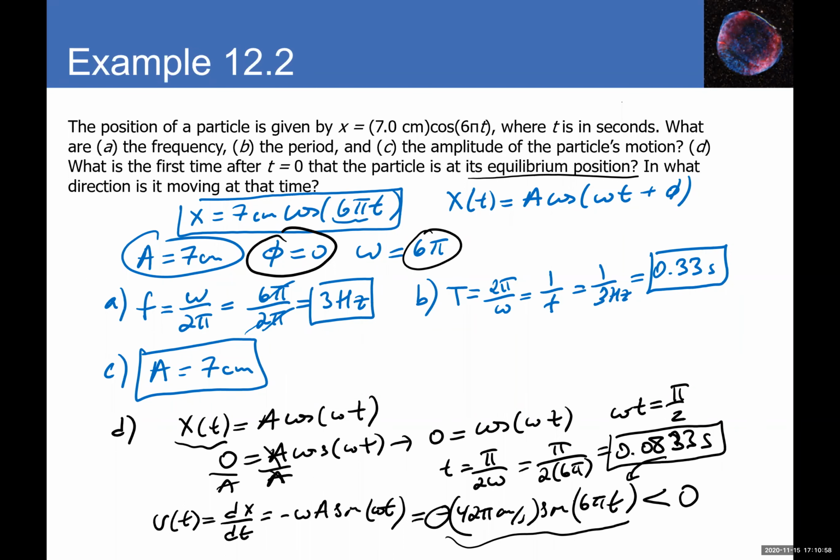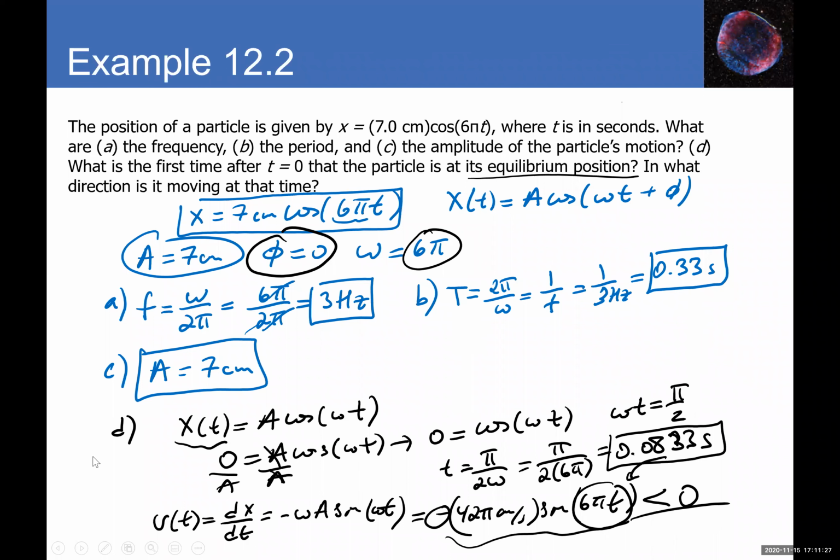By the way, don't forget, it has to be in radians when you're doing this type of calculation, and not in degrees. But in any case, we don't want to know the speed. We just want to know the direction. If I plug in over there, I'm going to get a negative number, and a negative velocity means it's moving in the negative direction. That means it's moving to the left at this time.